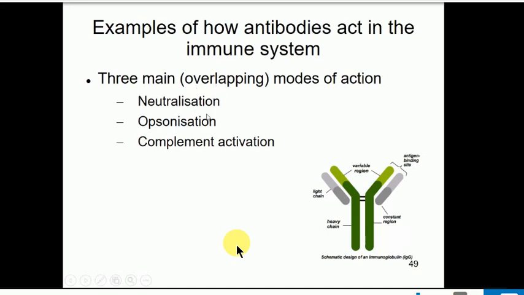You can think about antibodies as having neutralizing properties. That's perhaps the simplest way to think about it. But they also have two other important properties which are referred to as opsonization and complement activation. I'll just go through briefly with you what those roles, what those words actually mean.